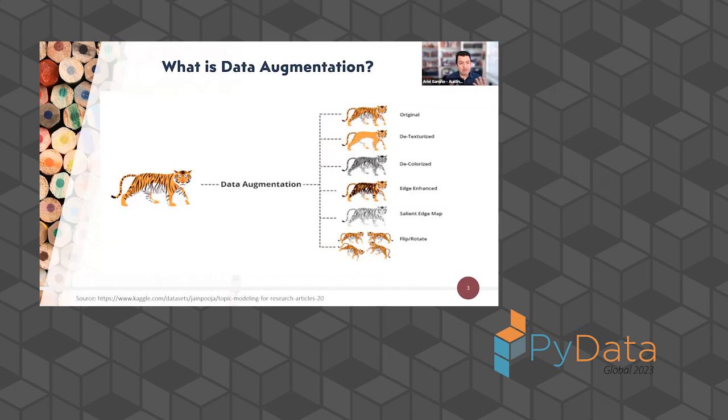Some common methods of data augmentation, specifically for computer vision, include random crops or flips, rotations, and things like you see here, where maybe you have an original image and then you change the texture, the color, the edges of it, and then you do maybe a salient map, which is kind of like marking it, and then again flip and rotate.